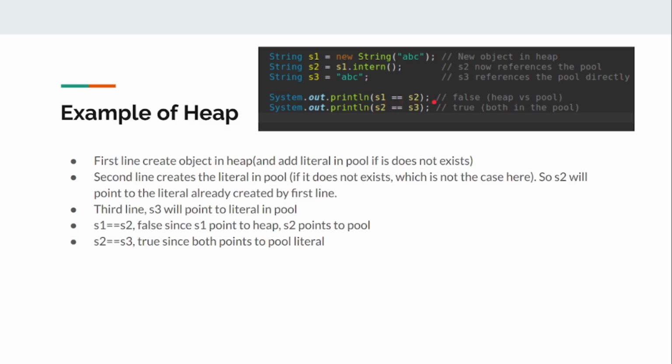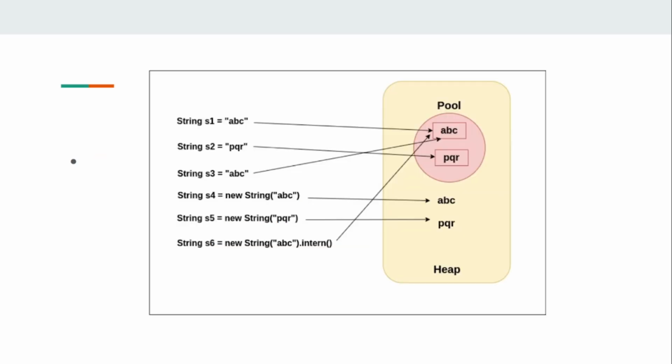S1 == S2. This is false, because S1 reference is pointing towards the memory location in the heap, while S2 is pointing towards the memory location in the pool. Okay, S2 == S3. This would be true, because S2 and S3 both are pointing towards the memory location of the pool. Okay, now this is the combined example of where everything is getting stored, depending on the way you are creating it.